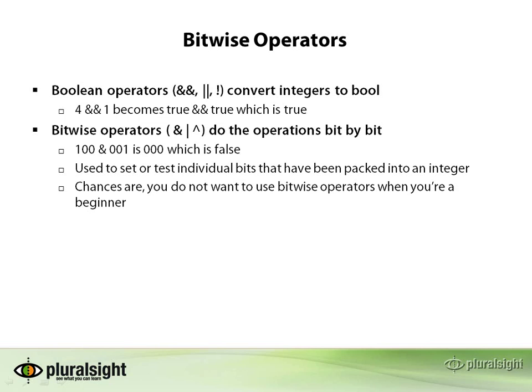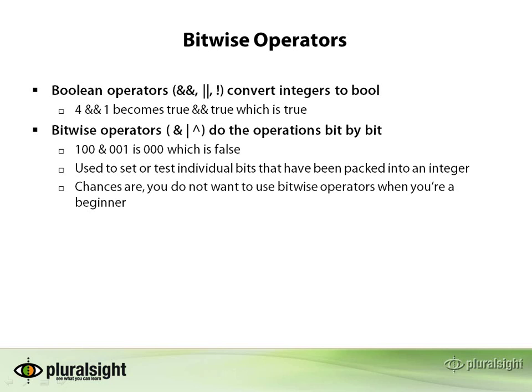So 4 in binary is 100. 1 in binary is 001. 100 bitwise ANDed with 001. We take the first pair, the topmost bit in each number, 1 and 0, 0. Move down to the middle one, 0 and 0 is 0. And the last one, 0 and 1, still 0. So we get a result of 000, which is false. So 4 and 1 using a Boolean operator comes out true. 4 and 1 using the bitwise operator comes out 0, which is false. Completely opposite result. Why would you want it?